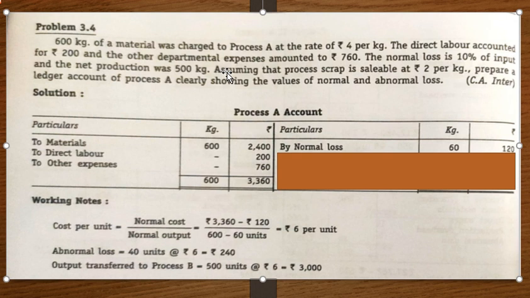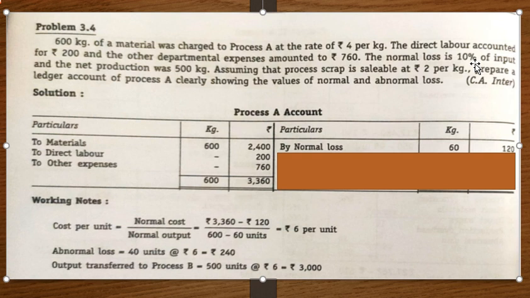So here they have asked us to find out what your normal and abnormal loss is, and to show it we need to prepare the process A account and clearly show the values for normal and abnormal loss. They have given the input in the problem, which is 600 kg introduced into the business, at rupees 4 per kg. Then they have given direct labor expenses, which is 200, and other departmental expenses, which is 760. Then they have also given us the normal loss percentage, which is 10%.